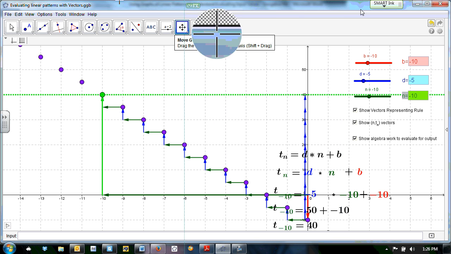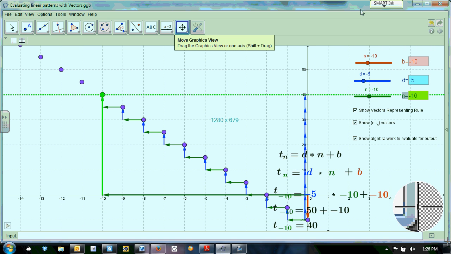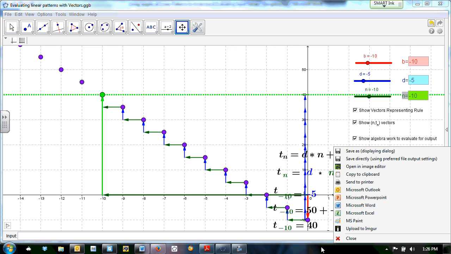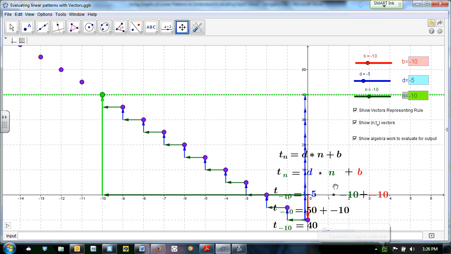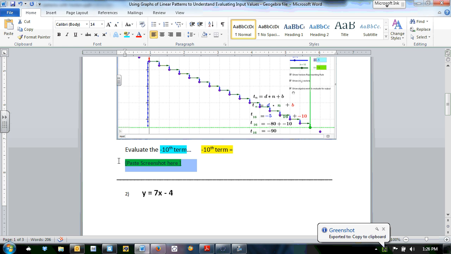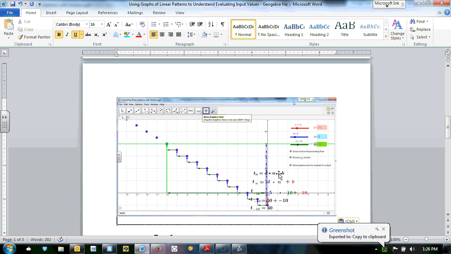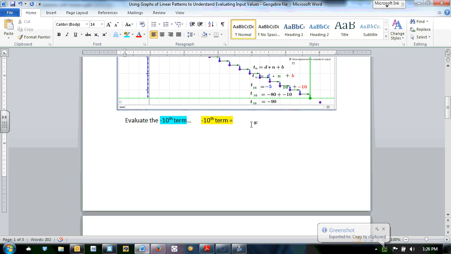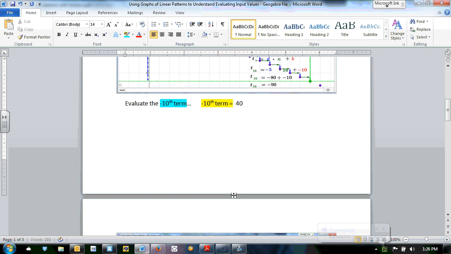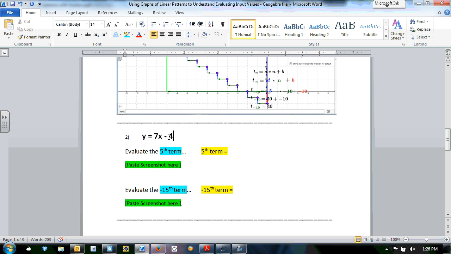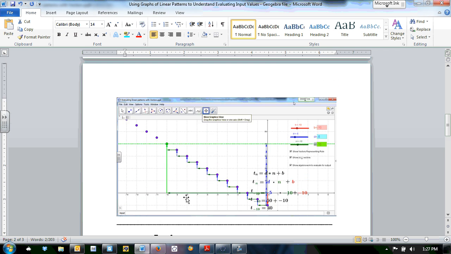So I'm going to hit print screen again. I'm going to identify from the algebra or the graph that my negative 10th term is 40, right? So copy to clipboard. I'm going to paste over my screenshot, and then I'm going to finish my equation. The negative 10th term is 40, okay? And then we go to problem two. So they have to re-identify a new b and a new difference, set up this number pattern, and show the term values for those with their GeoGebra window.